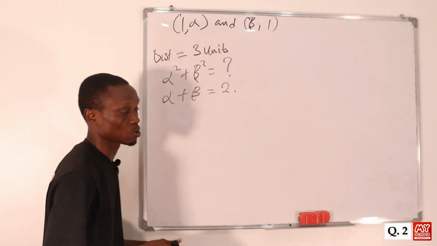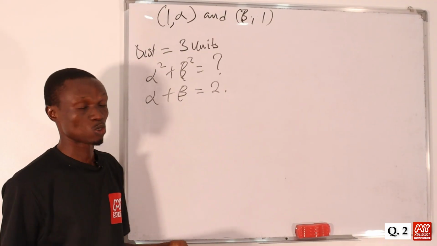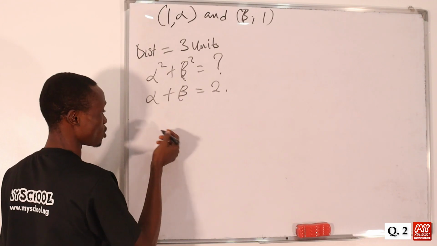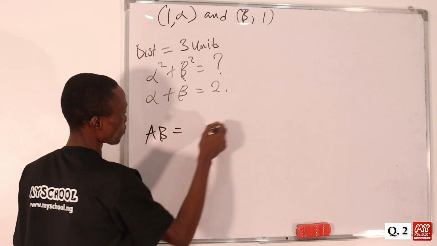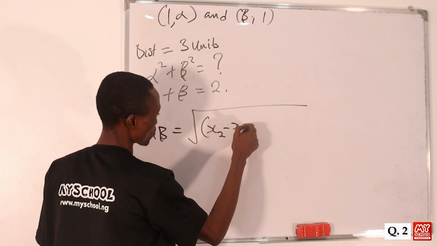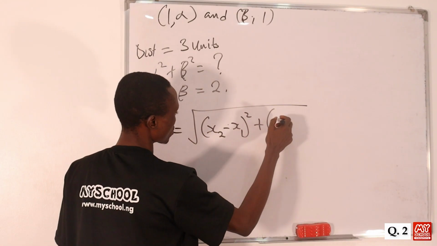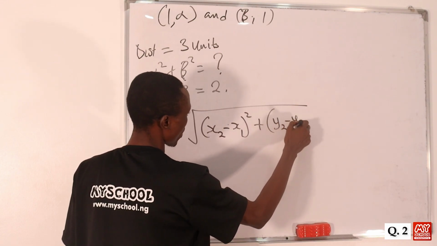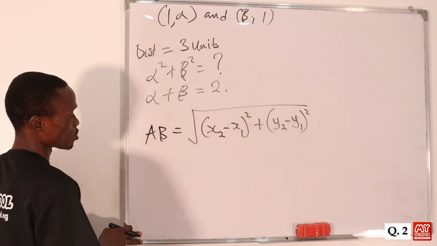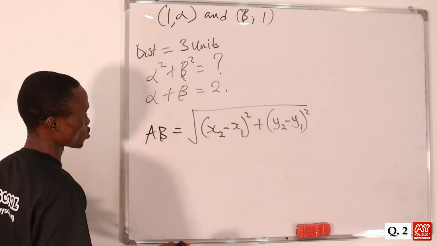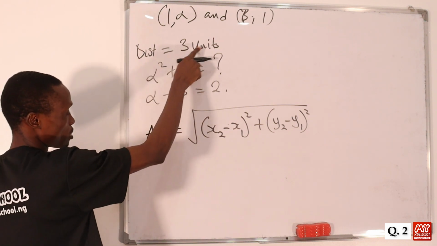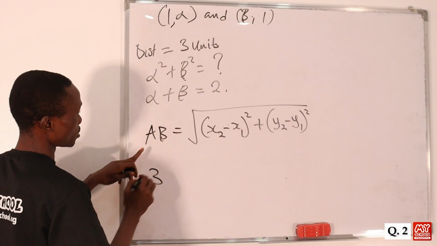So basically this question is on the distance between 2 points. And remember that to calculate the distance between 2 points, we use the formula. Let's say the 2 points are A and B. So we use the formula, the square root of X2 minus X1 in bracket square plus Y2 minus Y1 in bracket square. Basically this is the formula we use for calculating the distance between 2 points. But remember, in this case, the distance between the 2 points was given to us to be 3 units. So here we can replace it with 3 units.